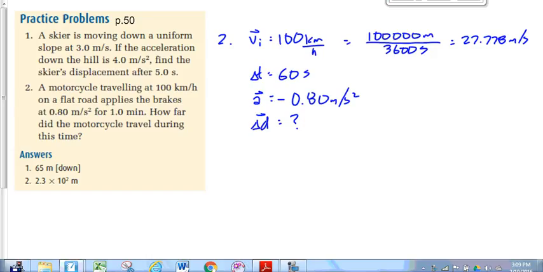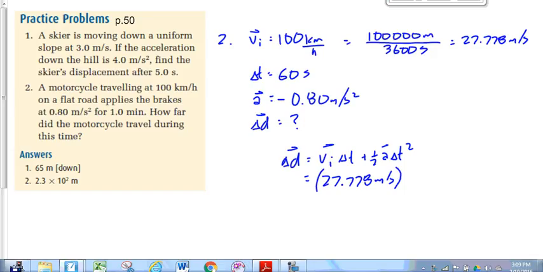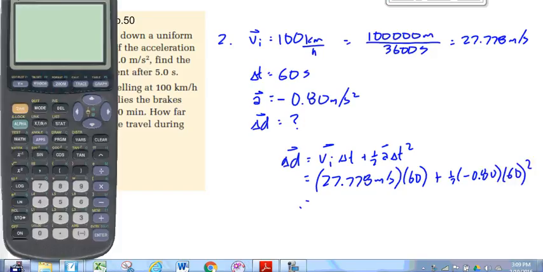All right. Let's try, I think D is equal to VIT plus 1 half AT squared. We'll try it. If it doesn't work for me, then we'll try something else. No big deal. VI is 27.777 times 60 seconds. All right, let's do this one on the calculator so we can make sure we get the right answer here. 27.7778 times 60. Let's write that number down. 1666.